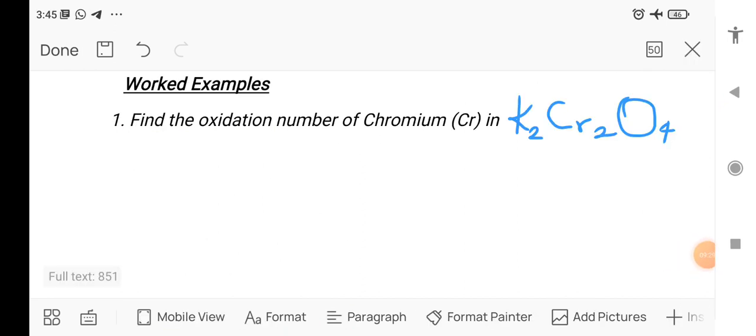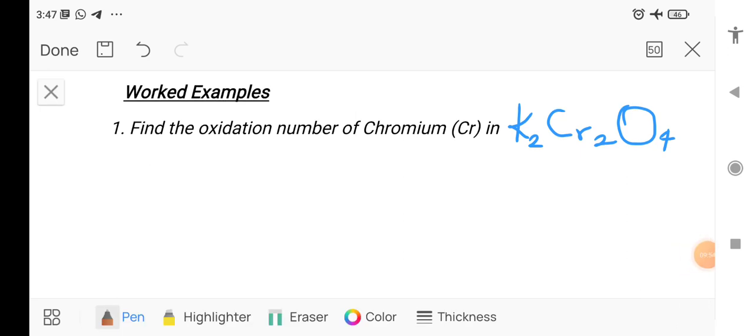So let's quickly do some worked examples based on the rules we have just studied. Find the oxidation number of chromium in K2Cr2O4. So what's the oxidation number of chromium?